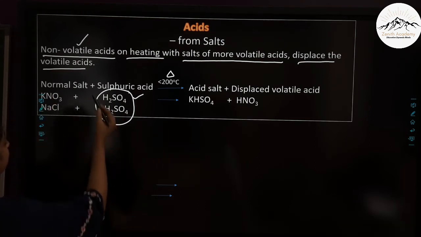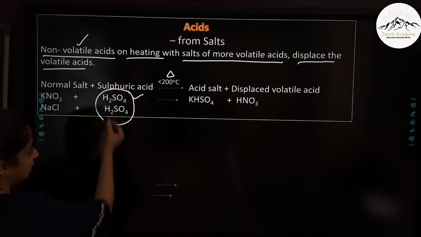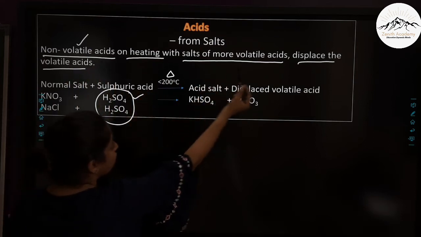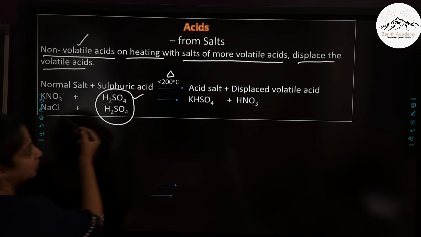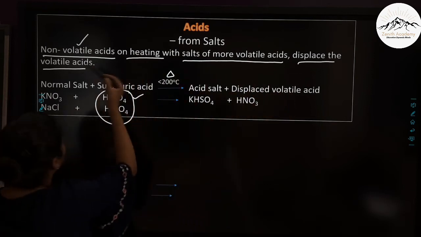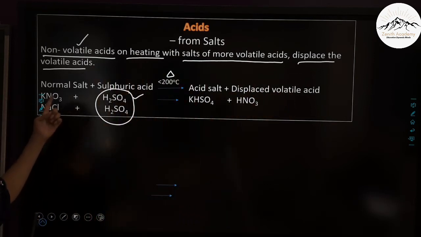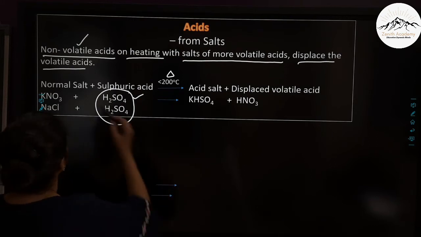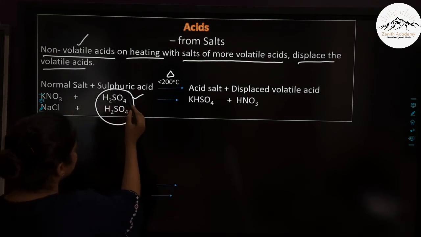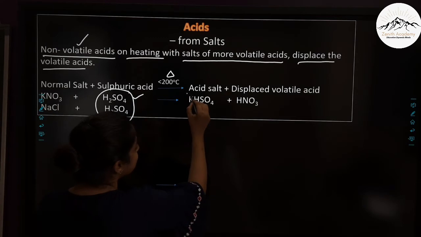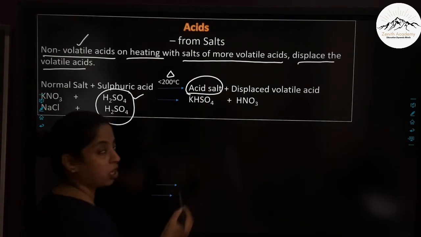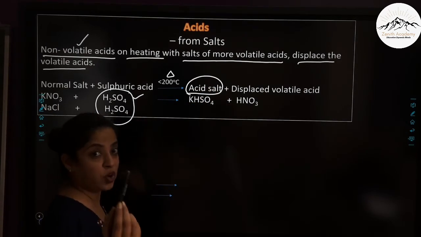So now read it very carefully. Non-volatile acids like these, on heating with salts of more volatile acid like this, displace the volatile acids. So now from these the volatile acids will be formed. So here what is written? Normal salt plus sulfuric acid will form acid salt. Now what is acid salt? A salt that contains extra hydrogen.